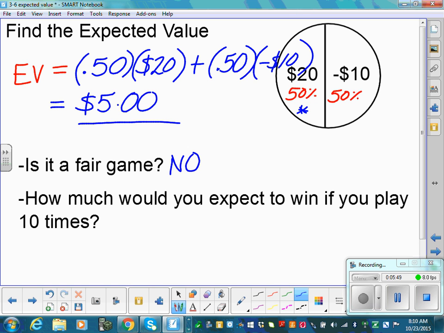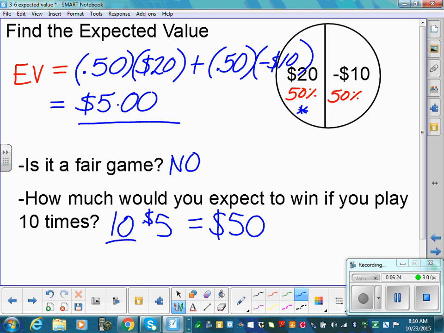Now, how much would you expect to win if you played 10 times? Well, for each spin, the expected value is $5. Does anybody have any ideas of how much we would win if we played 10 times? 50. Good. You take your 10 and multiply it by 5, because our expected value is $5. So playing 10 times, we can expect to win $50. Very good, Justin. Okay, questions on that?